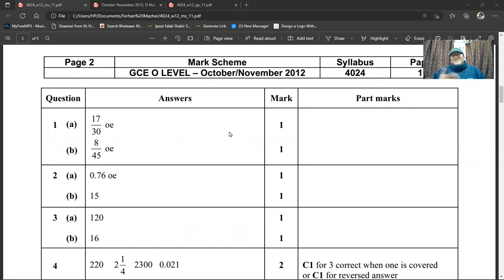I don't know, something happened with the internet, so the call was disconnected. I am recording this solution of this paper on Zoom, and something happened with the internet.